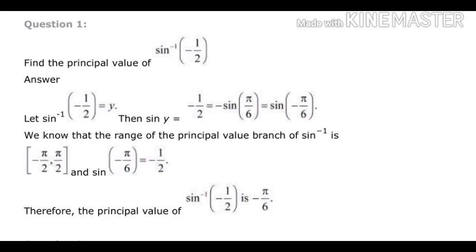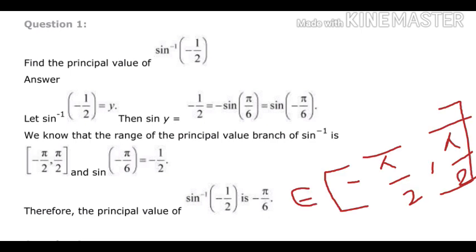We know the value of 1 by 2 in terms of sine is sine pi by 6. And if we take minus inside the bracket, it will be sine minus pi by 6. Now we know one thing, that the range of the principal value branch of sine inverse is minus pi by 2 to plus pi by 2. And sine minus pi by 6 is equal to minus 1 by 2. Therefore, the principal value of sine inverse minus 1 by 2 is minus pi by 6.